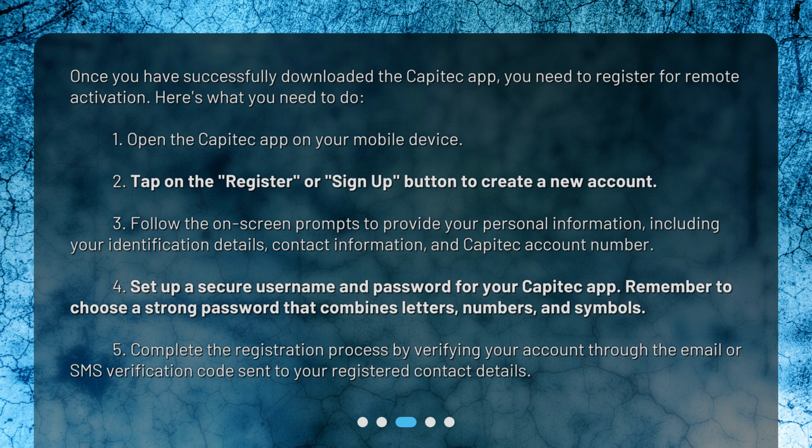4. Set up a secure username and password for your Capitec app. Remember to choose a strong password that combines letters, numbers, and symbols. 5. Complete the registration process by verifying your account through the email or SMS verification code sent to your registered contact details.